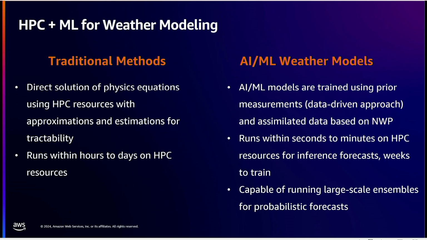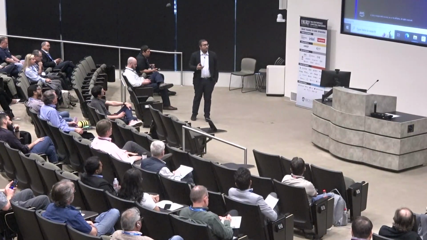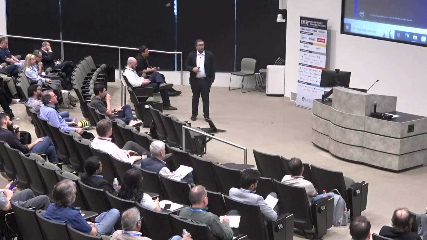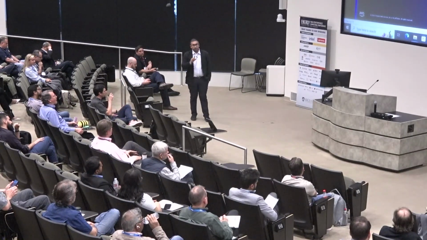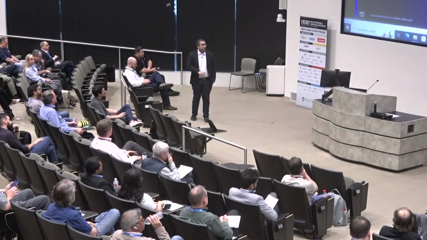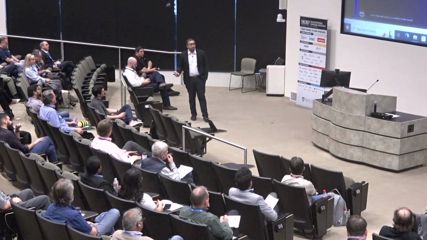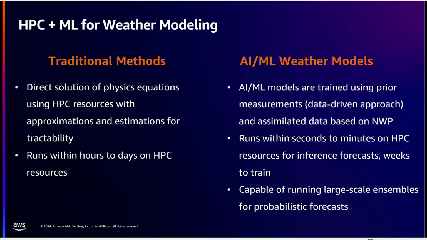The key thing here is that these types of models run within seconds to minutes on HPC resources for the inference. It can take hours, days, or even weeks to train, depending on the type of data sets you're using. But at the end of the day, once you've done that, you're capable of running these large-scale ensembles for probabilistic forecasts. And this is the key thing: to be able to run in real time thousands of concurrent ensemble simulations allows us to get a more accurate forecast than if you were just trying to do a deterministic prediction.